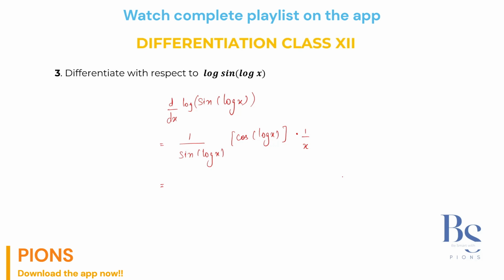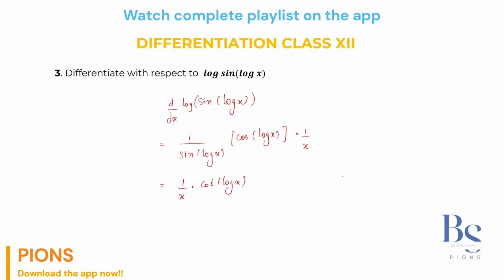So let's rewrite it in a simple manner. Let's simplify it in case you don't know. 1 by x cannot be simplified further, so let's write it as it is. And cos of theta upon sine of theta. Theta here is log x. So cos theta upon sine theta, cot theta log x. Done. This is our question number 3.